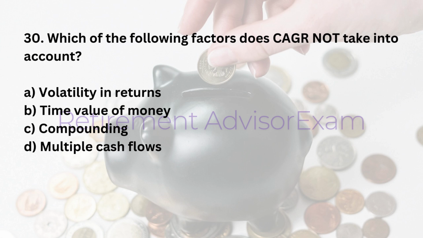30. Which of the following factors does CAGR not take into account? A. Volatility in returns. B. Time value of money. C. Compounding. D. Multiple cash flows. Answer: D. Multiple cash flows.